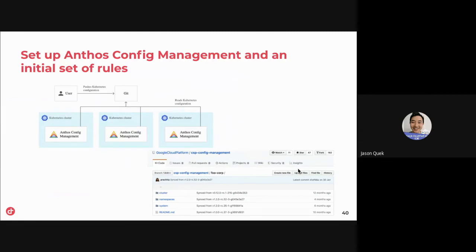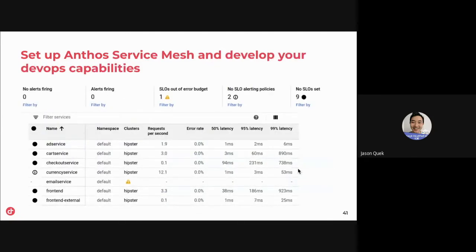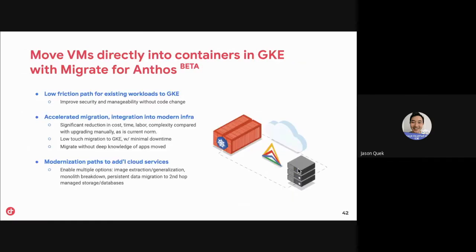And we help you to also give you suggestions about Anthos Config Management and what kind of rules should be implemented in different clusters, so you prevent your applications running in the wrong location, for example. And we also help you to set up Anthos Service Mesh and develop your DevOps capabilities. So we help you implement SLOs, SLIs on different services and make sure that you are able to get this extra insight into your application. And also we help to migrate VMs into containers using this product called Migrate for Anthos. That's also included in the Anthos license as well.